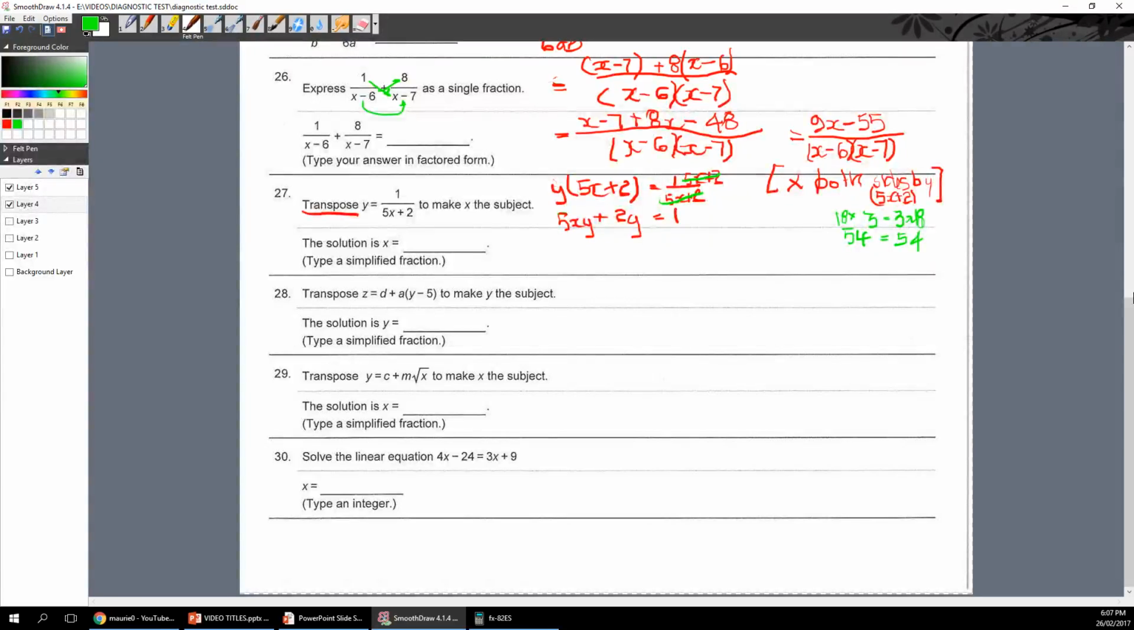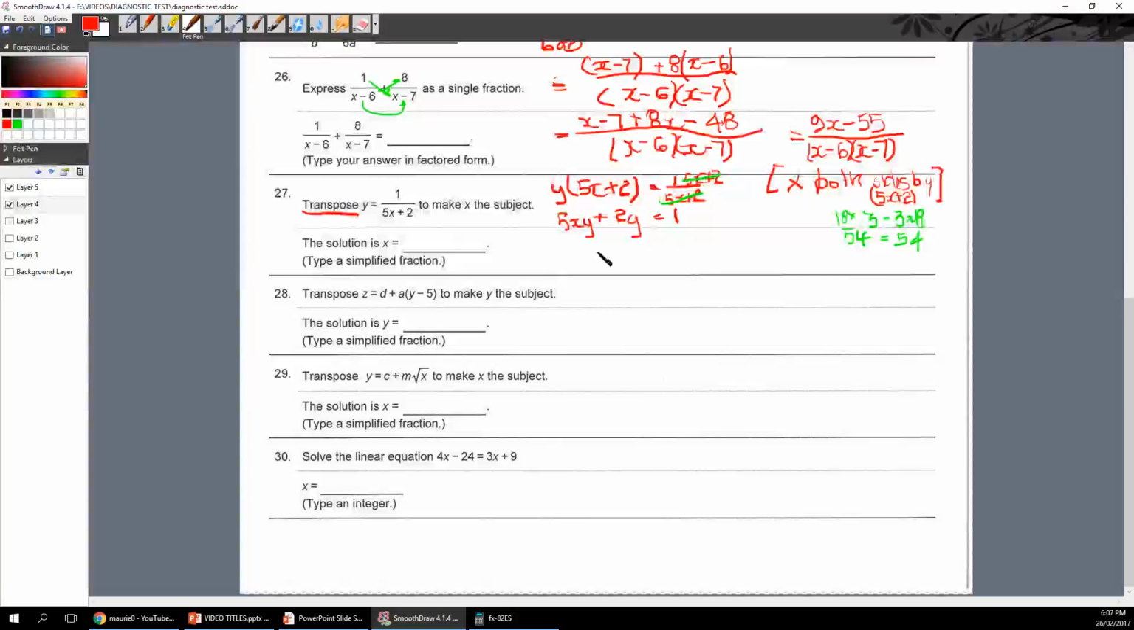3 equals 3. That's true. 54 equals 54. That's true. Doesn't matter what we do. If we multiply by a half, 27 equals 27. Okay, so there we are. So let's go back. That's enough of that. So let's go back to this red here.